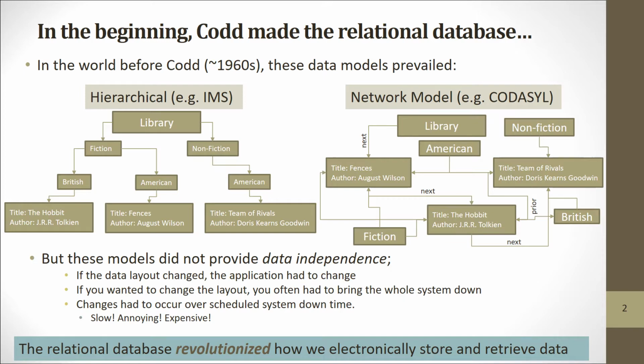In the early 1970s, Ted Codd introduced the relational database model, which enabled true data independence. Users specified only what data to store and what data to retrieve, but not how. The details of how it was stored and retrieved were handled internally by the database itself. This revolutionized the way we store and retrieve data.